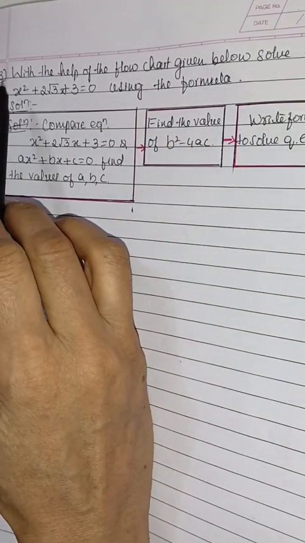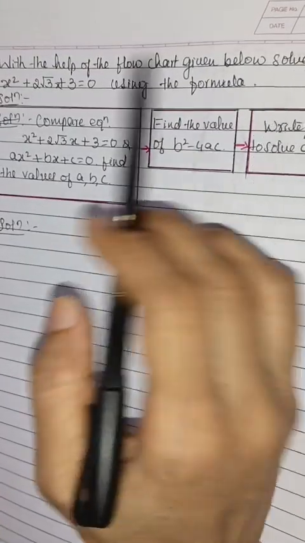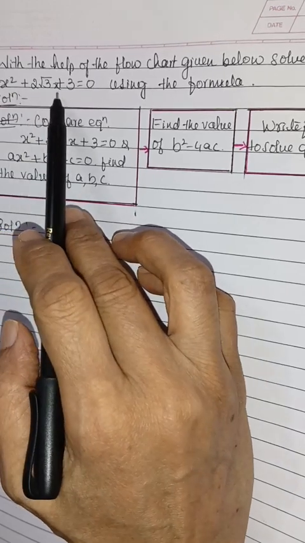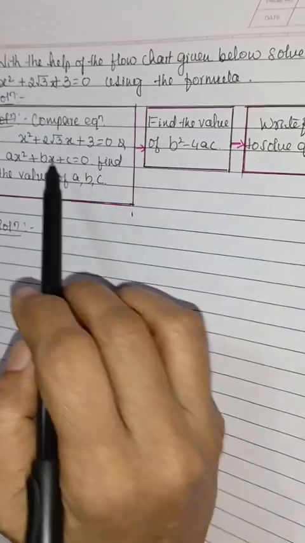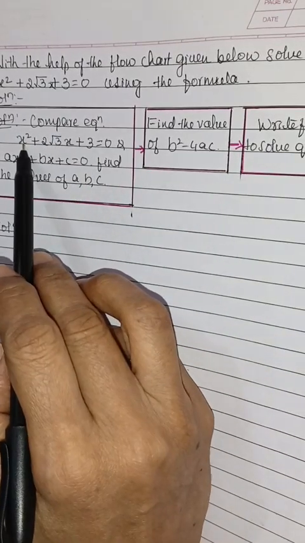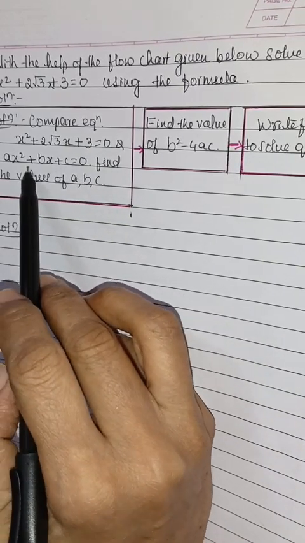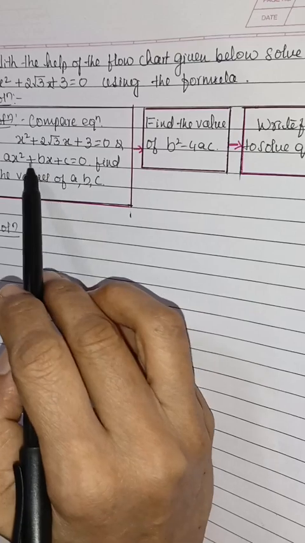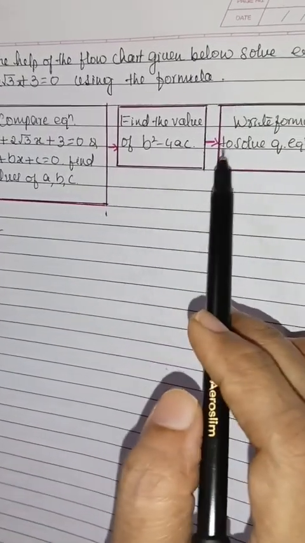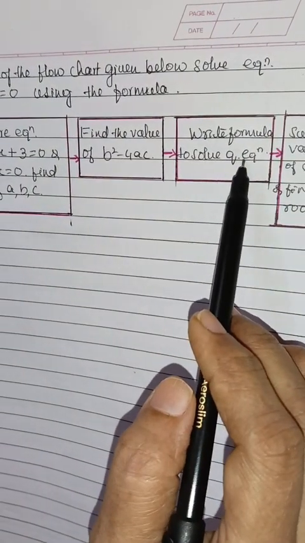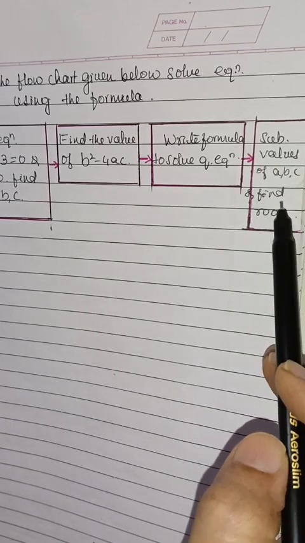In practice set 2.4, the third question is: with the help of the flow chart given below, solve the given equation x square plus 2 root 3x plus 3 equal to 0 using the formula. Using the formula, here is the chart. Compare the equation x square plus 2 root 3x plus 3 equal to 0 with ax square plus bx plus c equal to 0 and find the values of a, b, c. Secondly, find the value of b square minus 4ac. Third, write the formula and solve the given quadratic equation. Last, substitute values of a, b, c and find the roots.